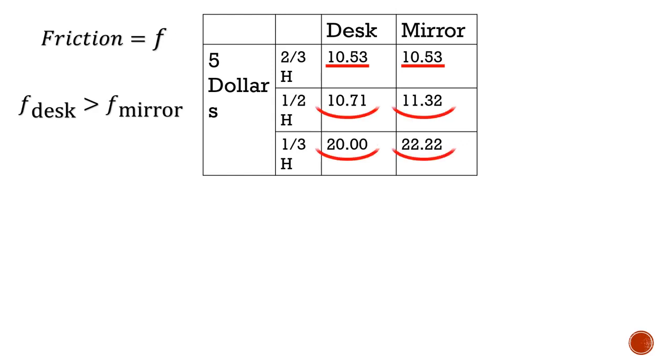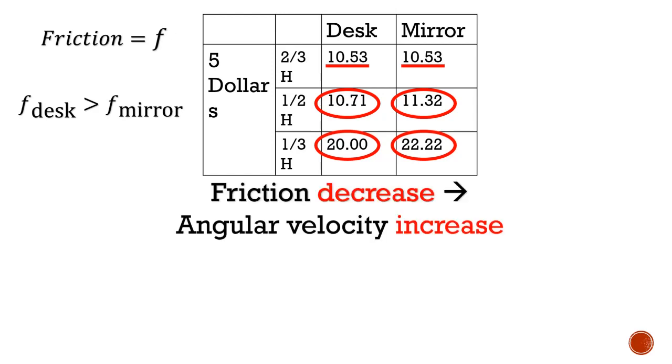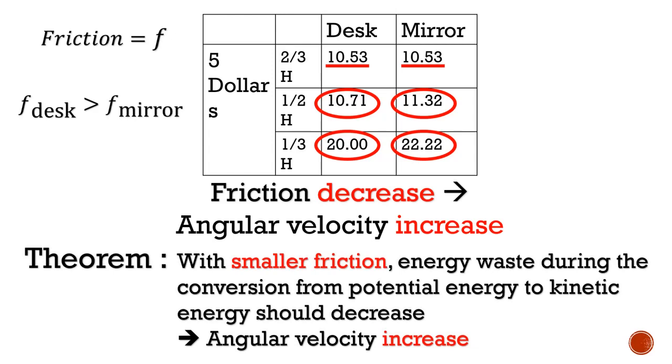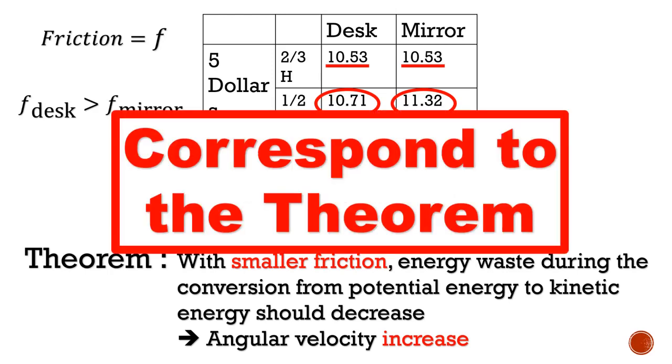By the data, we can see that the angular velocity on the mirror is much bigger than the angular velocity on the desk. So when friction decreases, the angular velocity increases. By theorem, with smaller friction, the energy wasted during the conversion from potential energy to kinetic energy should decrease. So there is more energy in spinning, and the angular velocity should increase. And this part surely corresponds to the theorem.